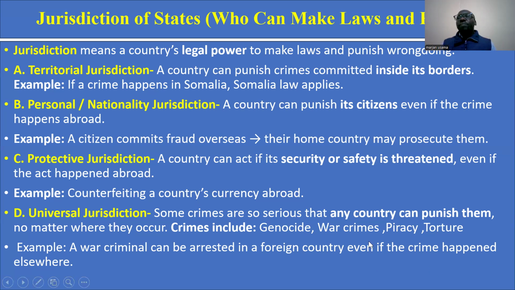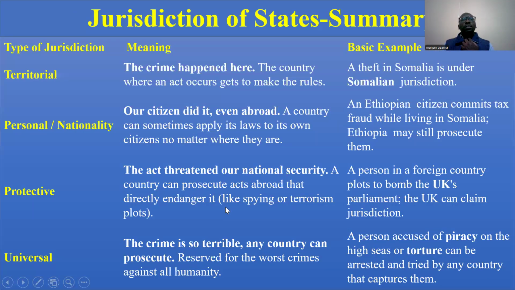War crimes, piracy, torture. So an example, a war criminal can be arrested in a foreign country, even if the crime happened elsewhere. A war criminal can be arrested in any foreign country, so long as there is evidence that he supported or participated in a genocide or war crime. So these are the jurisdictions of states.